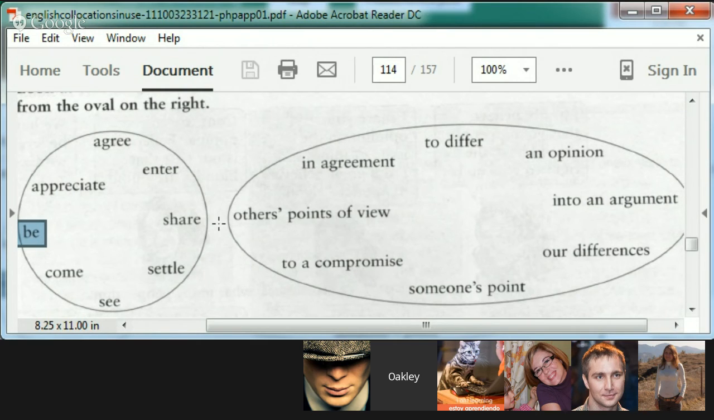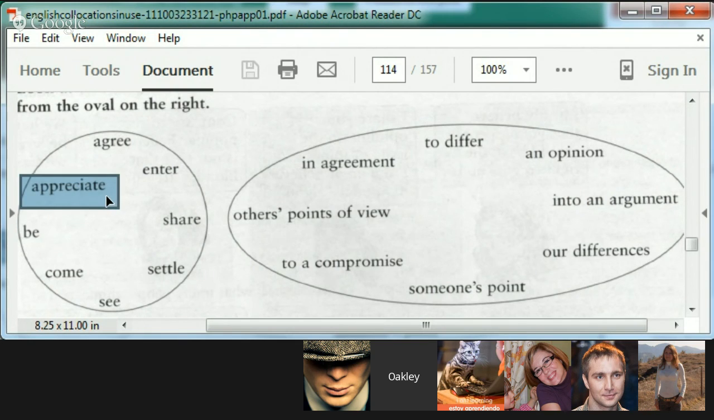Okay. Sasha, be. Think are or is. In agreement. Are in agreement? Yes. We are in agreement. Yes. Very good. Any others? I don't think so. Yeah, I don't think so.